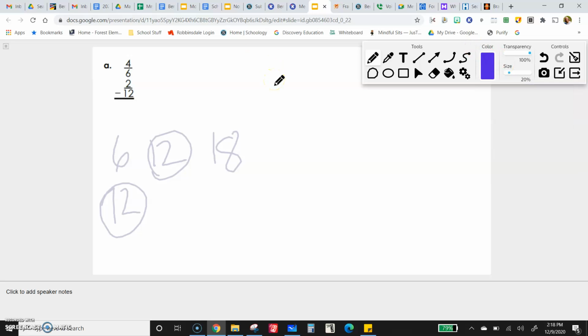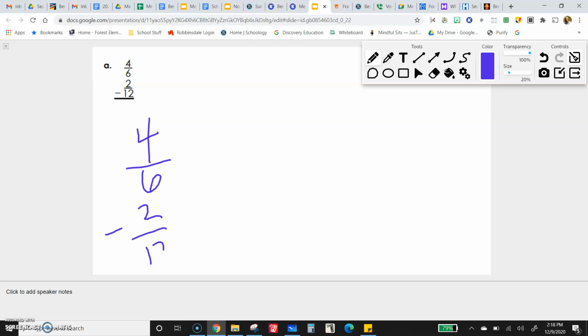So now that I know I can use 12 for both, I need to think, okay, what did I multiply by? I'm sorry, friends. I wasn't going to do this, but I need to write them bigger because my pen just will not write small enough for me. All right, 12 is my new denominator. So now I need to write equivalent fractions. So how do I do that? Well, by multiplying. So what do I multiply by here? 2. So I multiply by 2 here, and I get 8.